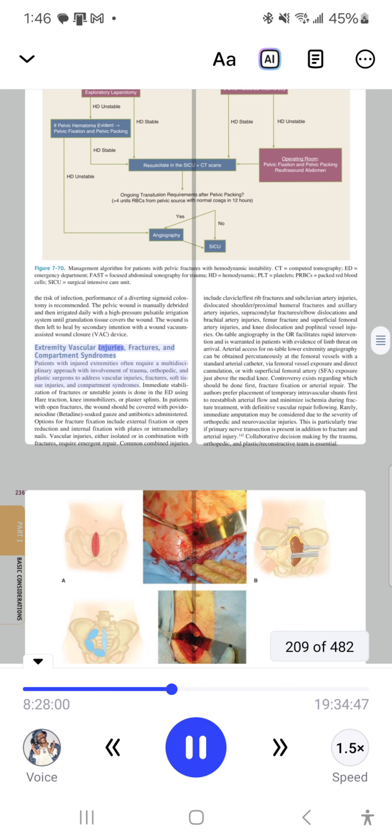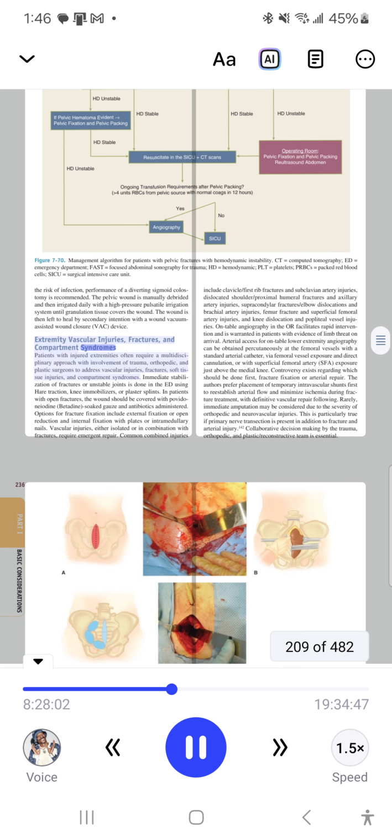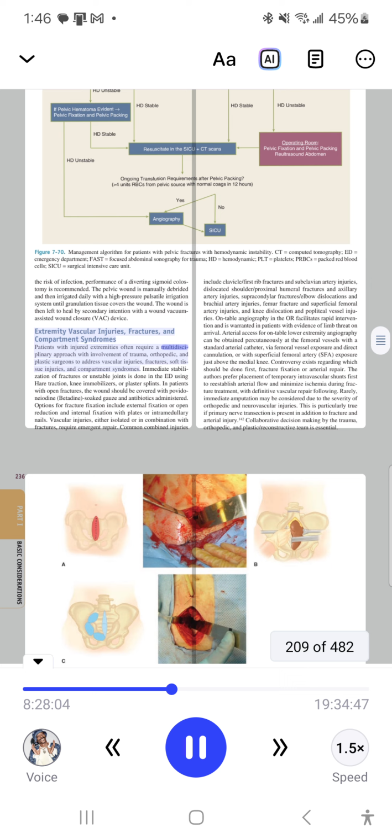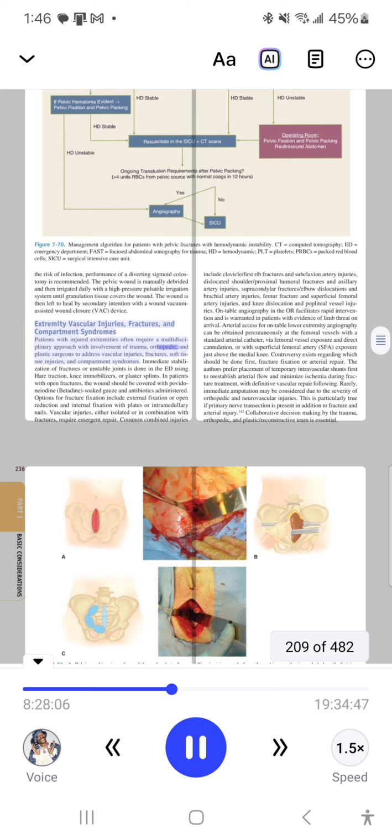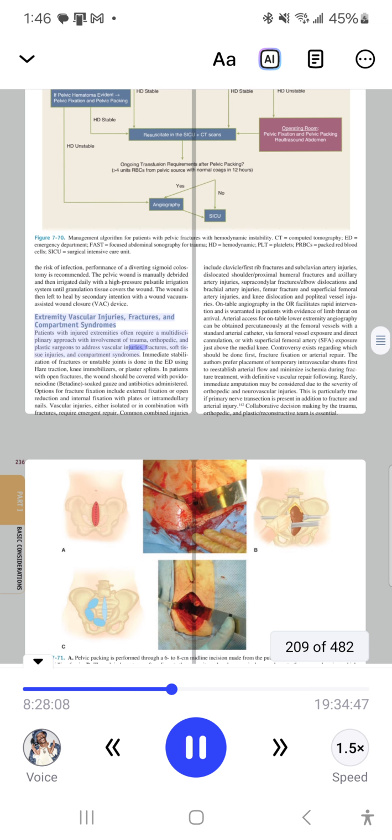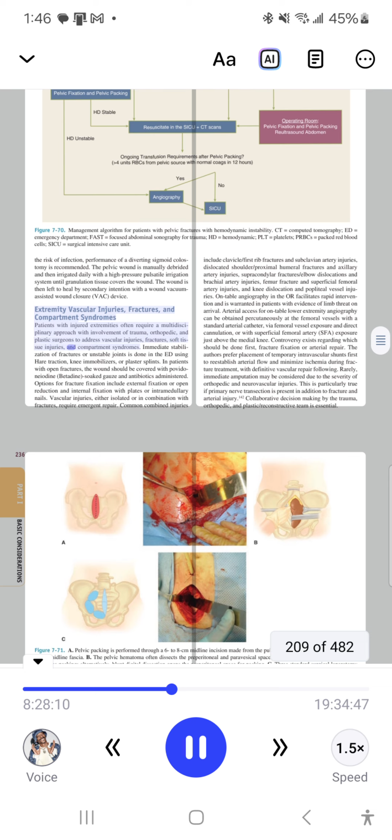Extremity vascular injuries, fractures, and compartment syndromes. Patients with injured extremities often require a multidisciplinary approach with involvement of trauma, orthopedic, and plastic surgeons to address vascular injuries, fractures, soft tissue injuries, and compartment syndromes.